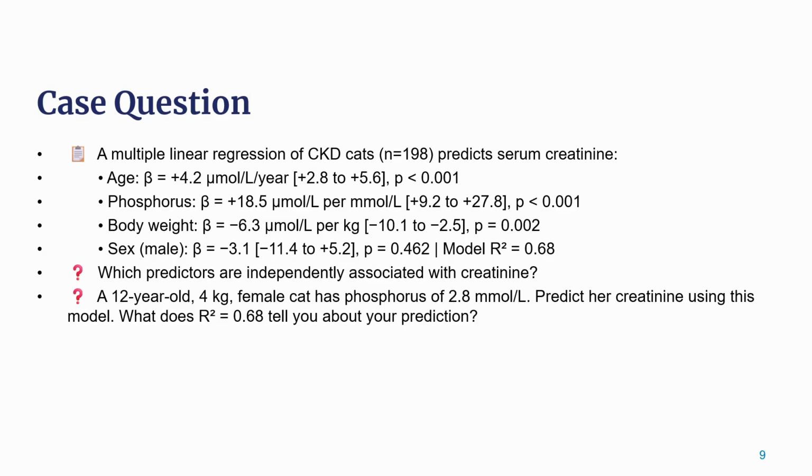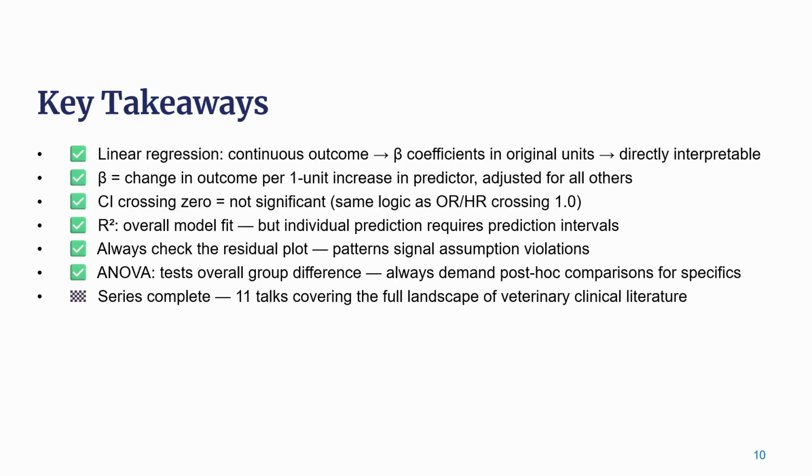Key lesson. The beta coefficient gives you the average relationship. Individual predictions are always less certain than the model level statistics suggest. We've completed the full extended series, 11 talks covering the entire landscape of veterinary clinical literature interpretation. Let me give you the master summary.